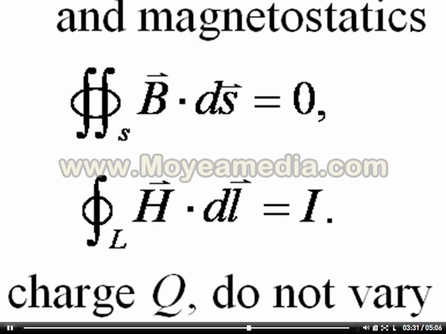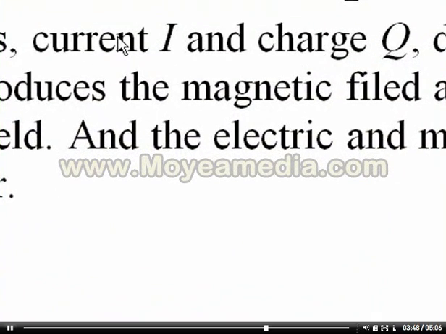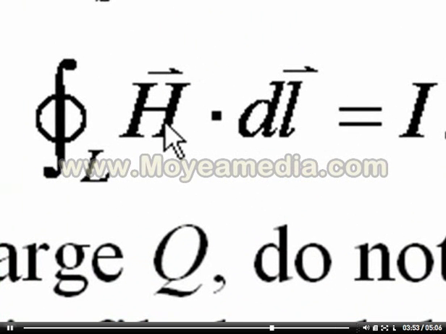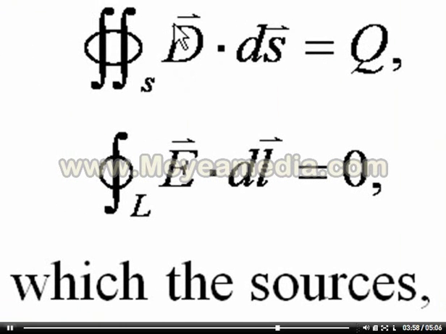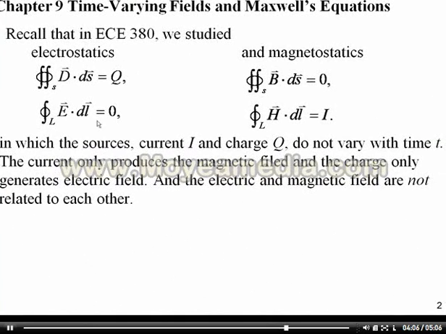As we know, these two sets of equations are valid when the current and charge Q do not vary with time t. In other words, the current and the charge are both DC, and under these conditions, the current I only produces magnetic field intensity, and charge Q generates the electric field only. And under these conditions, the electric and the magnetic field are not related to each other, and these two sets of equations are separated.